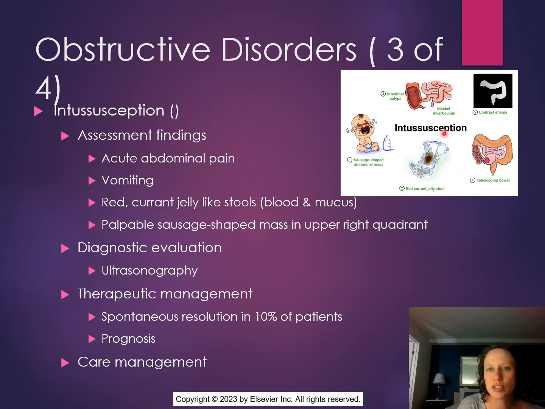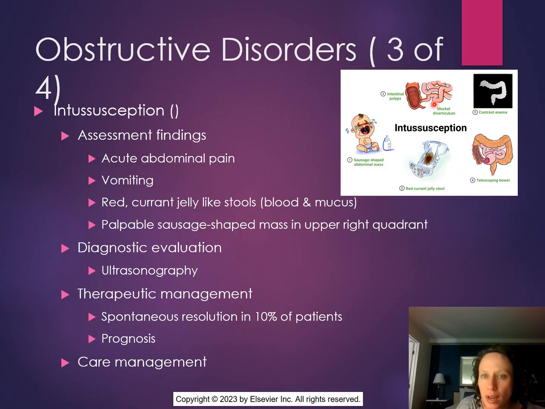So you see on this picture we have our sausage-shaped abdominal mass over here. You can kind of see its little sausage shape right there. Our red currant jelly-like stools. So this is showing the telescoping of the bowel. It's diagnosed with a contrast enema.